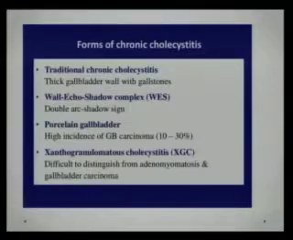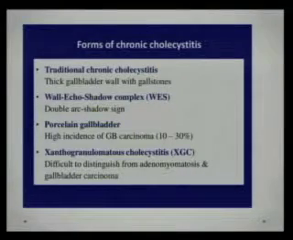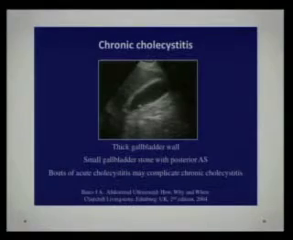Coming to chronic cholecystitis. All right, what are the forms of chronic cholecystitis? One is traditional chronic cholecystitis, one is the wall echo shadow complex, one is porcelain gallbladder, and the third one is the xanthogranulomatous cholecystitis, and we'll discuss each of them. So a traditional or chronic cholecystitis is a gallbladder that has markedly thickened fibrous walls. It's echogenic because it's fibrous and it will not respond to fasting stimuli with distension. It usually does have stones. Chronically thickened, remember there's no stratification of the wall, uniformly thickened echogenic wall with a stone.